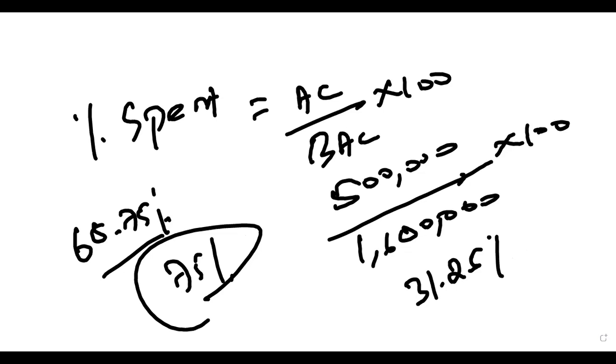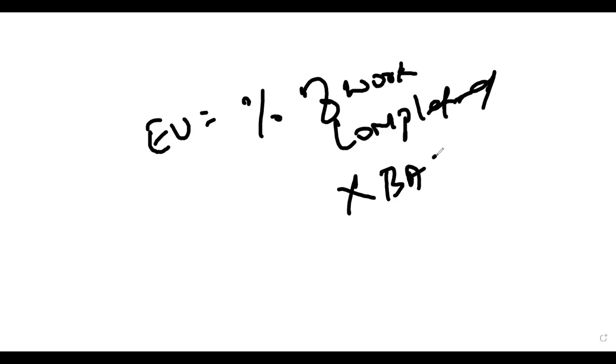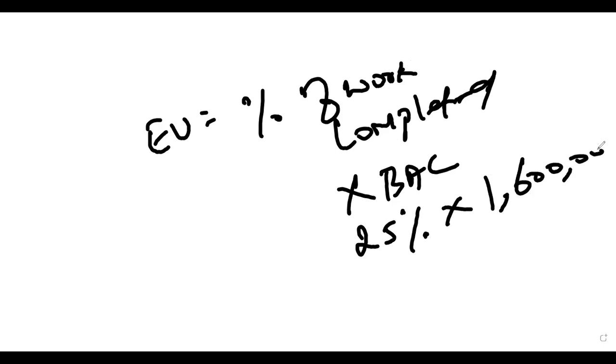Okay, now as I said very clearly, if they don't give a specific number for earned value, then make sure the earned value formula will be percentage of work completed, not incomplete work, multiplied by BAC. So what is the percentage of work we completed? 25% of work, multiplied by our BAC of 1.6 million. So what was our EV? 400,000. Now you're getting this.